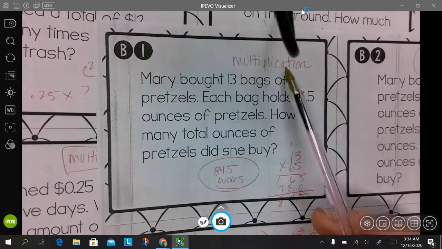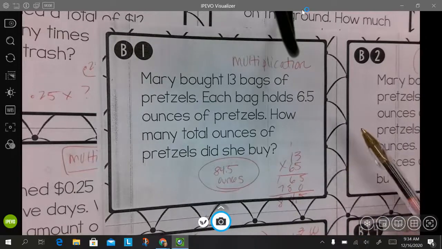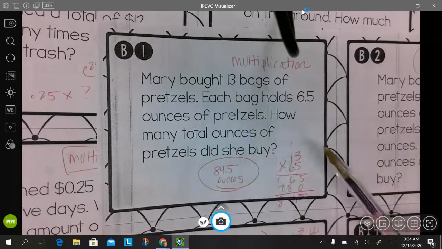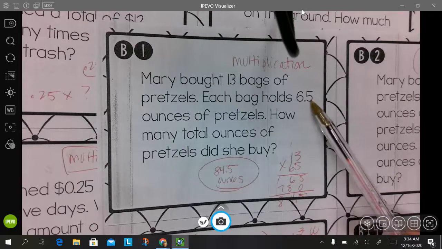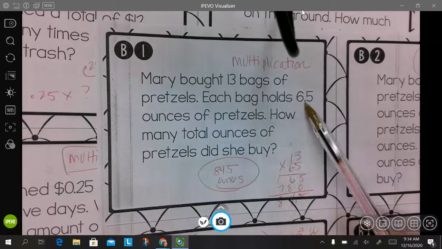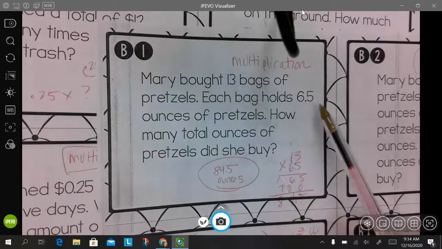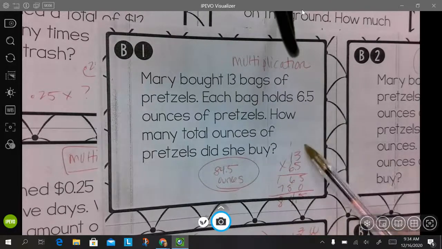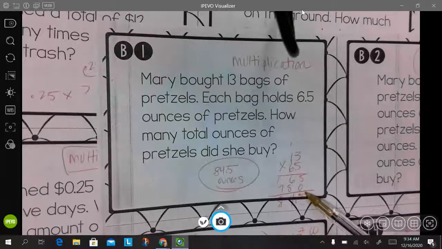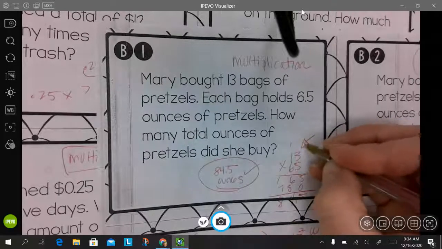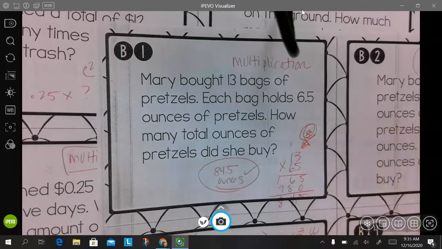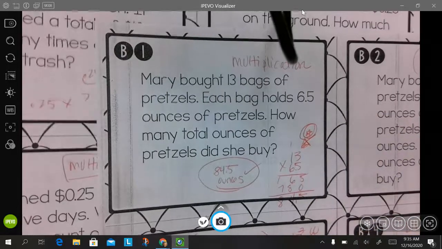Well, for this one, you're increasing it, okay? And you're looking at the total ounces. So you can either use repeated addition. You could do one bag is 6.5 ounces, 2 bags would be 13, and you can keep going up. Or you can just use multiplication. Okay, when you multiply, you would have come up with 84.5 ounces. Okay, so if you did it right, give yourself a check. If you didn't, you need to check your multiplication to see where you're making mistakes. Do that now.